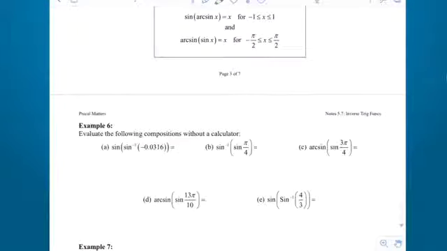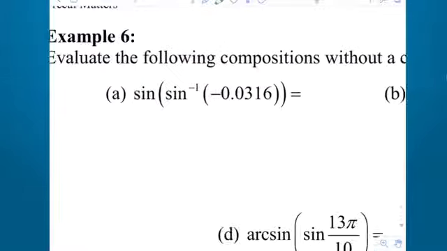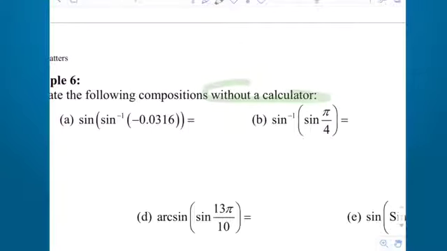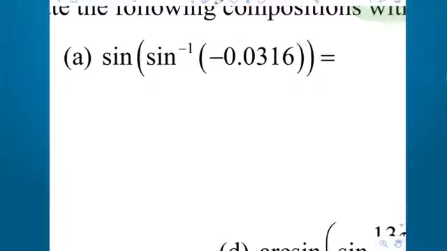All right, let us try it out. Example 6, evaluate the following compositions without a calculator. Oh my goodness. Sine of inverse sine of that number. All right, so this number here is an angle or a ratio? It's a ratio. Is it a legal ratio? Yes. So the sine of the inverse sine, do they undo each other? Yes, they undo each other. If we start with a ratio, we're going to end with a ratio, and if it's a legal ratio, it's that same ratio. Okay, so that one was easy.